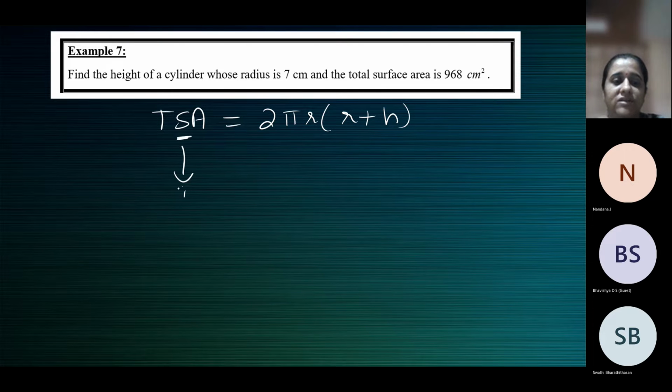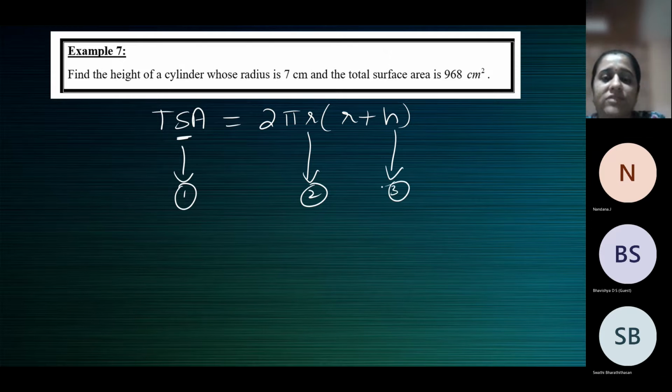Now, how many quantities are there in this equation? TSA is one thing. 2 is a constant, so leave it. Pi is also a constant, leave that. Then there is R, and H. So in this formula, TSA is equal to 2 pi R into R plus H, there are three quantities. In this formula, there are three quantities or three unknowns. When you're given the value of any two, you can find the third one.